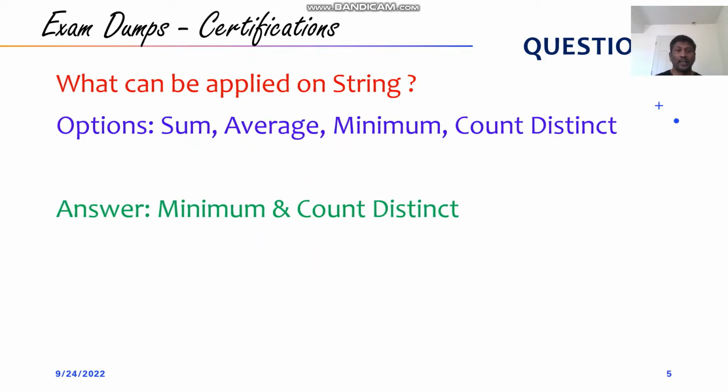what can be applied on a string? You have options: sum, average, minimum, count distinct. These are the 4 different options. For strings, you are unable to do a sum and you are unable to do an average, but you are able to do the minimum and count distinct. So the answer will be minimum and count distinct. These are the 2 options which we are able to perform on a string.